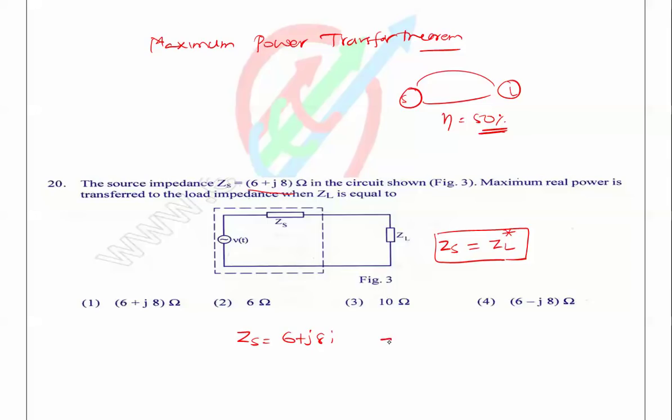What will be ZL? ZL is nothing but the complex conjugate. So 6 minus J8 is the answer. So option 4 is the correct answer.